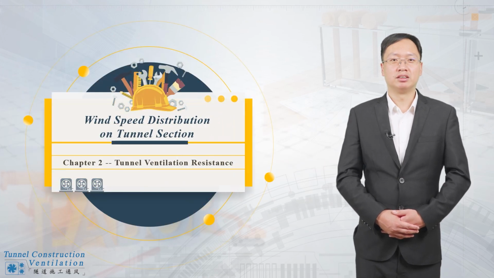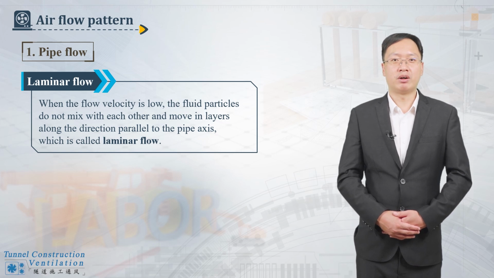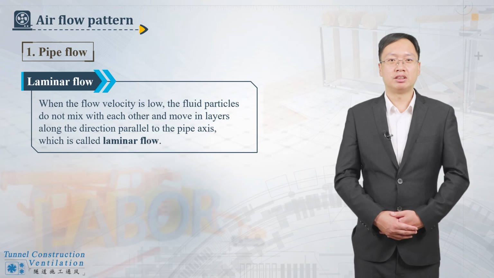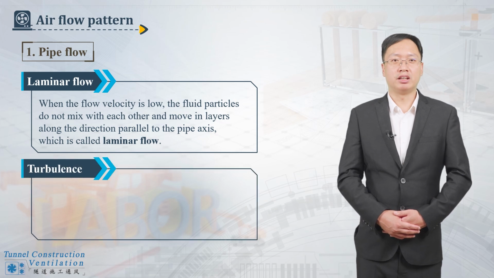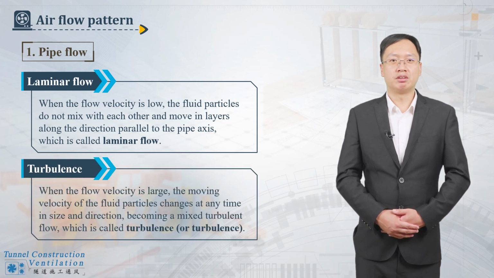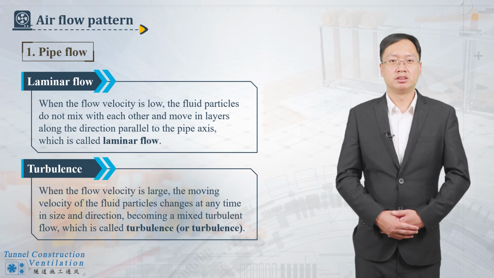In the first section, we will learn the wind speed distribution on the tunnel section. When the flow velocity is low, the fluid particles do not mix with each other and move in layers along the direction parallel to the pipe axis, which is called laminar flow. When the flow velocity is large, the moving velocity of the fluid particles changes at any time in size and direction, becoming a mixed turbulent flow, which is called turbulence.